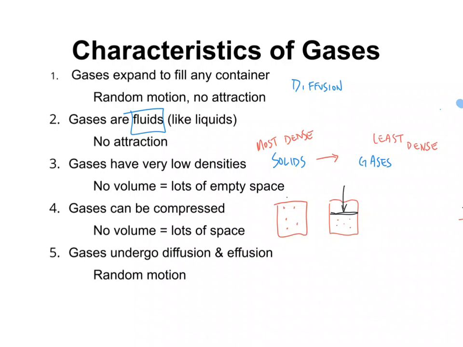Here they had more volume. Over here they had less volume. And eventually you could compress a gas to form a liquid because you're forcing those molecules to become so close together to one another. Number 5, gases undergo diffusion and effusion through random motion. We kind of mentioned that up above.